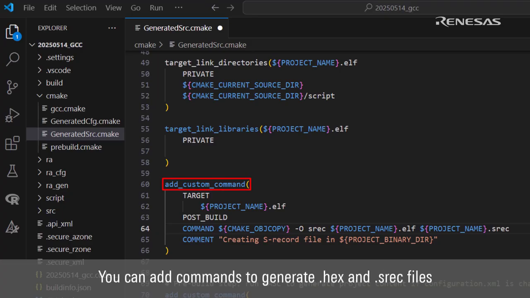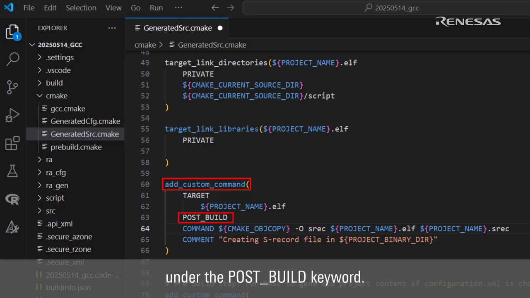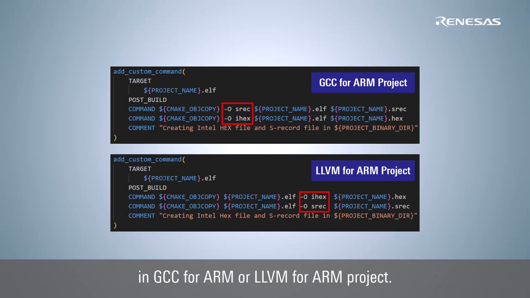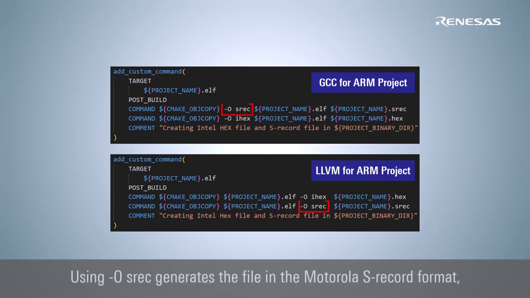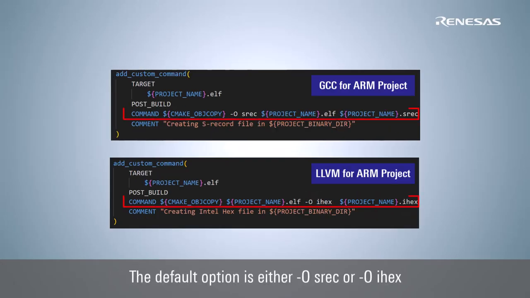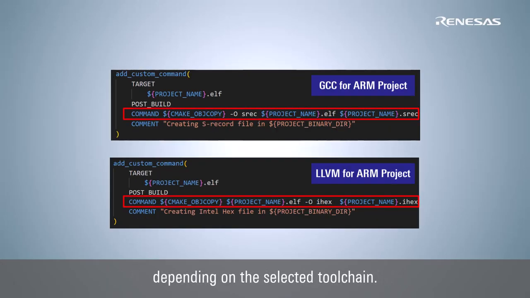You can add commands to generate .hex and .srec files under the post_build keyword. Hex files and S-record file are generated using objcopy -O option in GCC for ARM or LLVM for ARM project. Using -O srec generates the file in the Motorola S-record format, while -O ihex generates the file in the Intel HEX format. The default option is either -O srec or -O ihex depending on the selected toolchain.